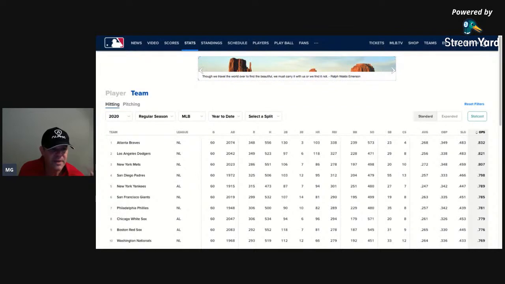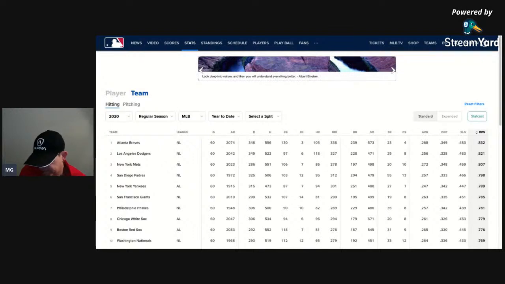So hitting, the ability to score runs, is very important in Major League Baseball. If you can't score runs, you're not going to win in Major League Baseball. Same with soccer as well. So remember that when you're handicapping.